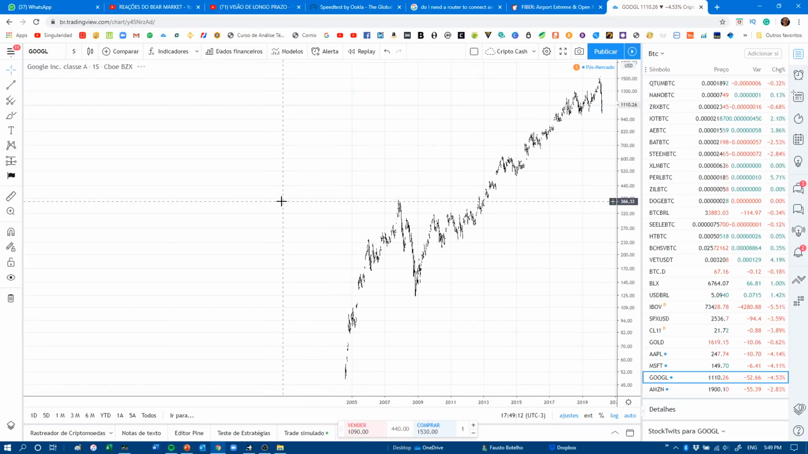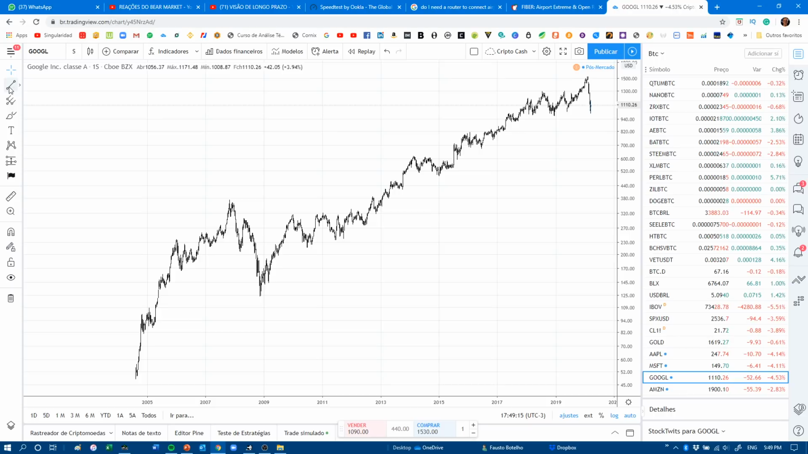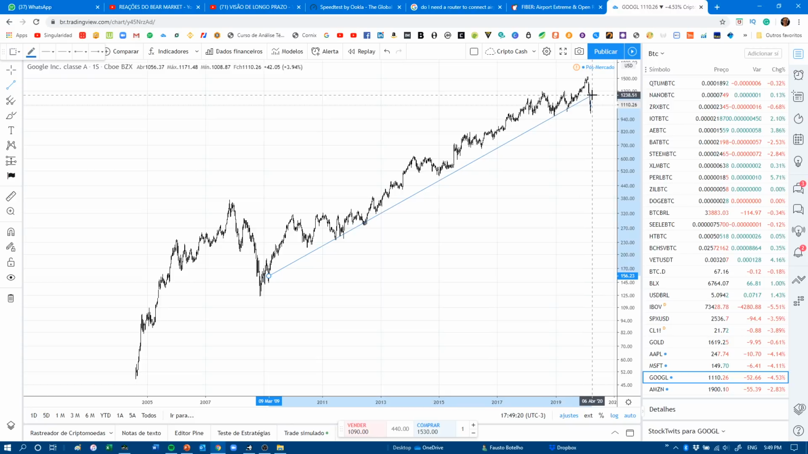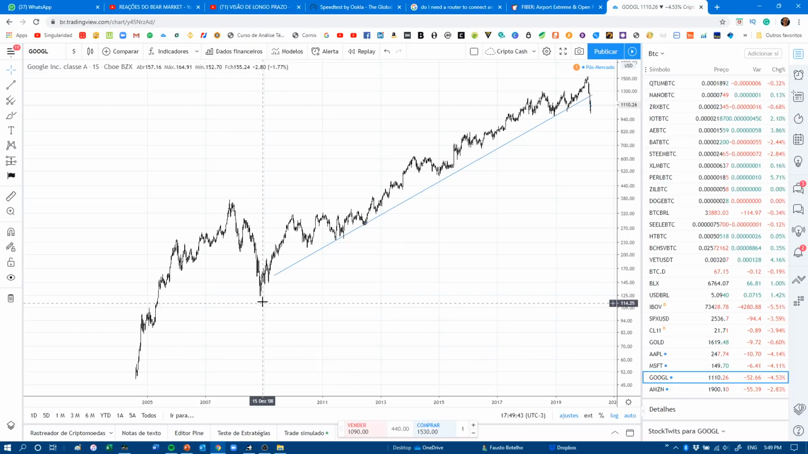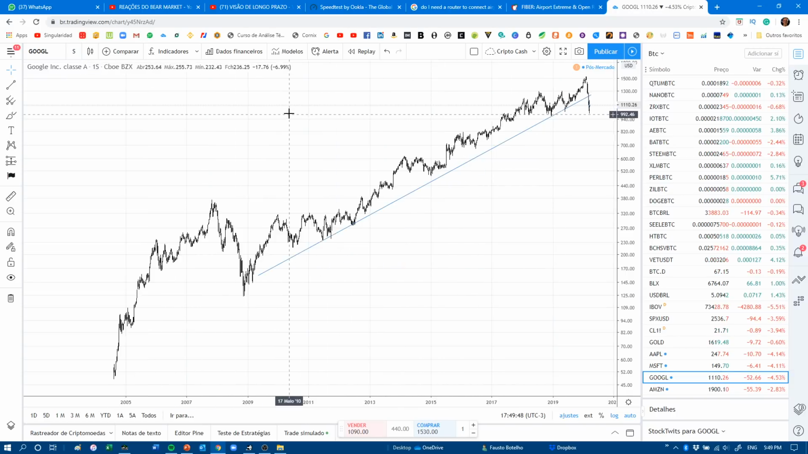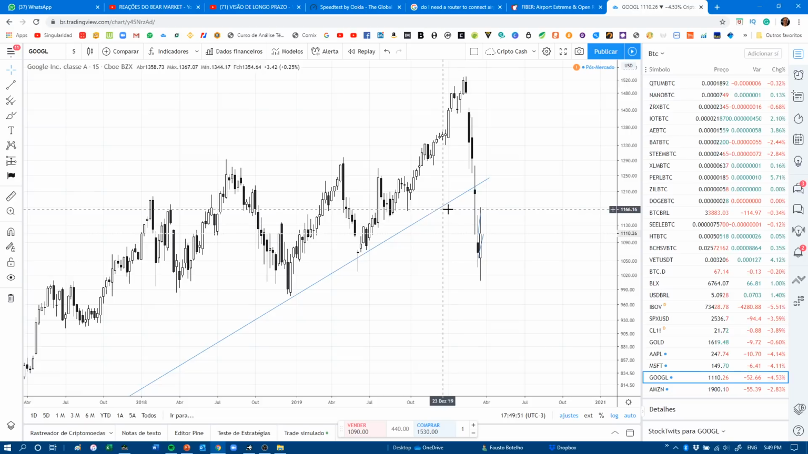Now let's take a look in the weekly chart. Let's see if we can draw a support trend line here. I think we have to start here, and off it goes. You can put it here or you can put it here, it doesn't change, because the important point is this one here. The trend line is broken. This upward movement, actually starting in 2008 after the subprime, is broken. Google has broken this trend line, and now what is it doing?